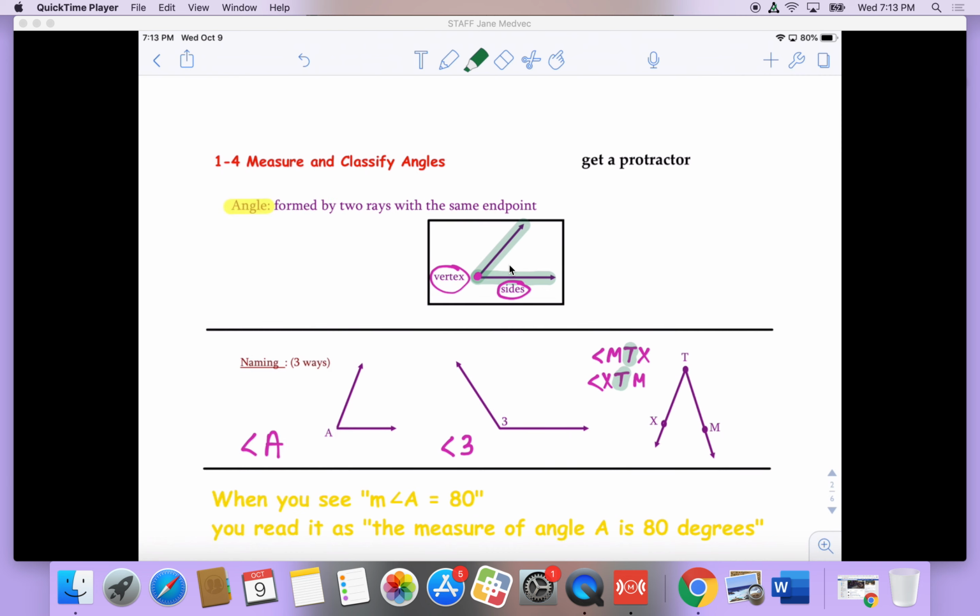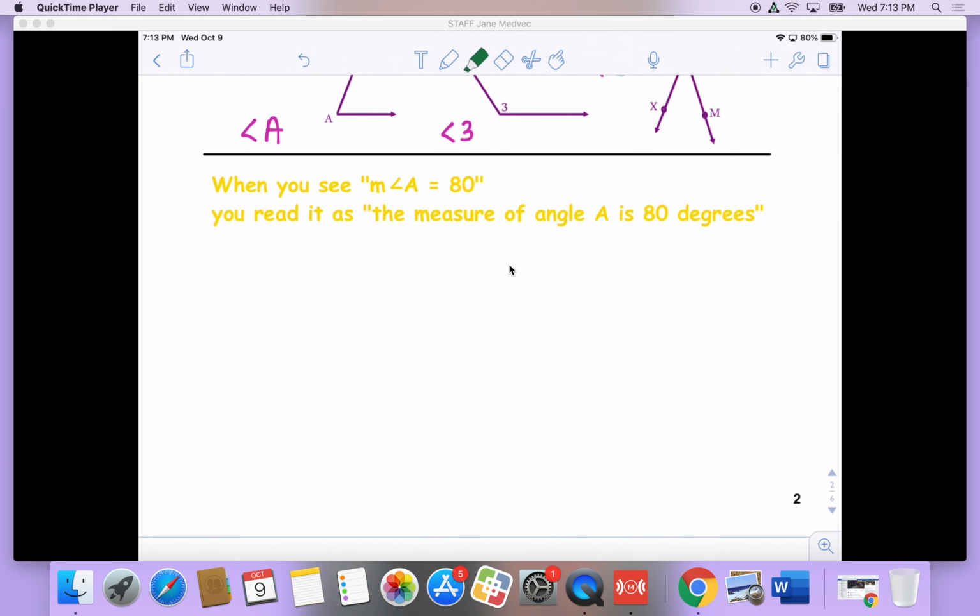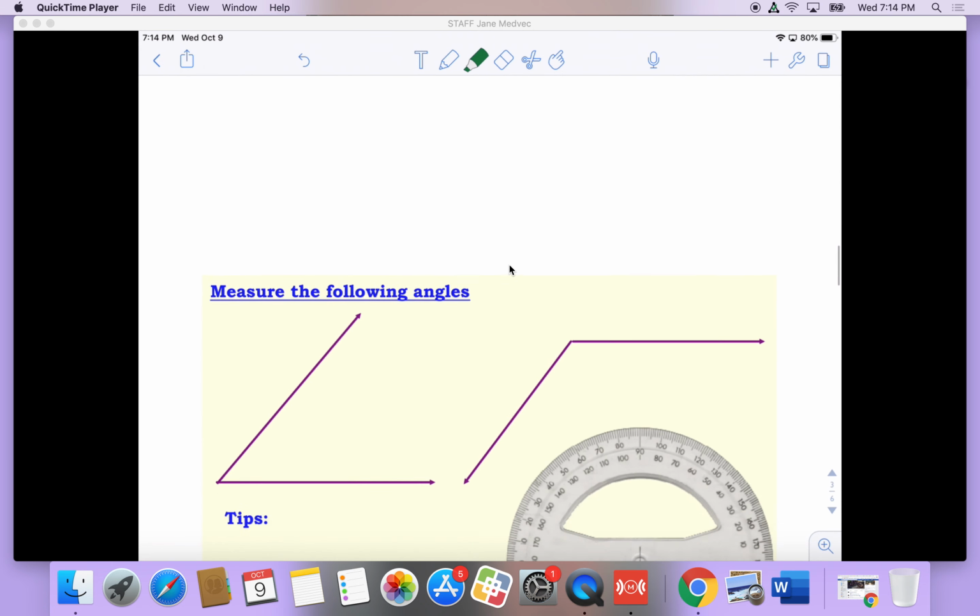Let's move on. When you see this, and you'll see it sometimes, we read it as the measure of angle A. That little M in front is measure, and then that symbol is angle, and then of course the capital A, and then the equal sign, and it's 80 degrees. So that's how you read it.